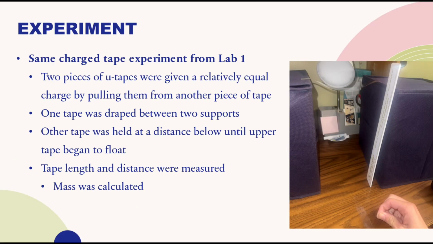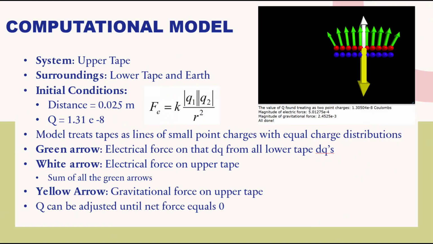For this lab, we used the same charge tape experiment from Lab 1. In this, two pieces of U-tapes with about equal charges were created by pulling them apart from another piece of tape. One of these was draped between two supports, and the other was held at a distance below and moved closer until the upper tape began floating. Once it began to float, the distance and the tape length were measured, allowing us to calculate the mass. In our model, the system was the upper tape and the surroundings were the lower tape and Earth.